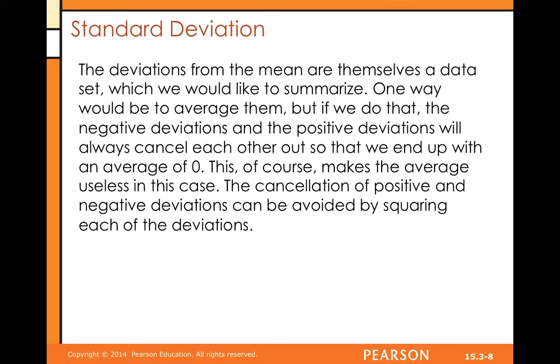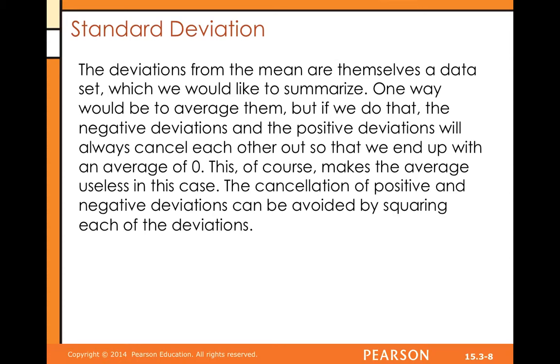The distances from the mean are themselves another data set which we would like to summarize. One way we could do that is to average all of those. But if we do that, negative deviations and positive deviations will cancel each other out. So you don't want to have negative numbers when you're calculating distances from the mean, because positive stuff can cancel out with negative stuff and get you a skewed answer.